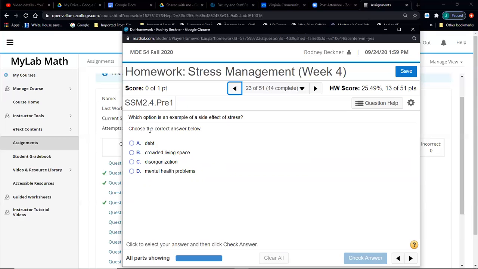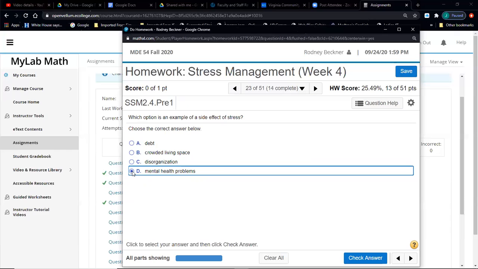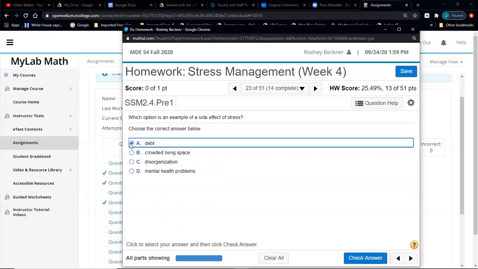Like 2 minutes. Which option is an example of a side effect of stress? Debt, crowded living space, disorganization, mental health problems. I don't know that stress is going to lead to mental health problems necessarily. It can certainly cause you to have other bigger problems that can then lead to mental health issues potentially. Debt, I mean, stress could lead to overspending, and overspending leads to debt. Some people use shopping as a healing device, I guess, is what I'm trying to say here.